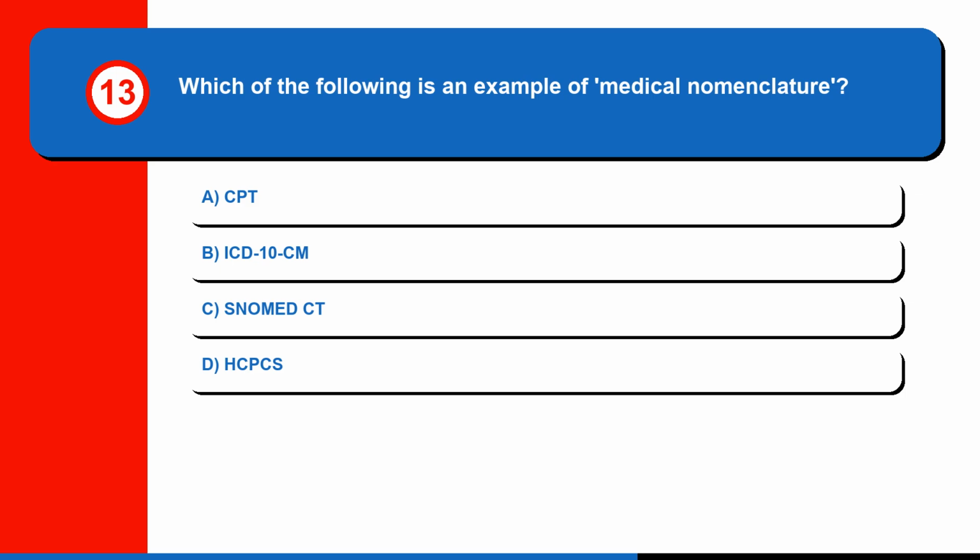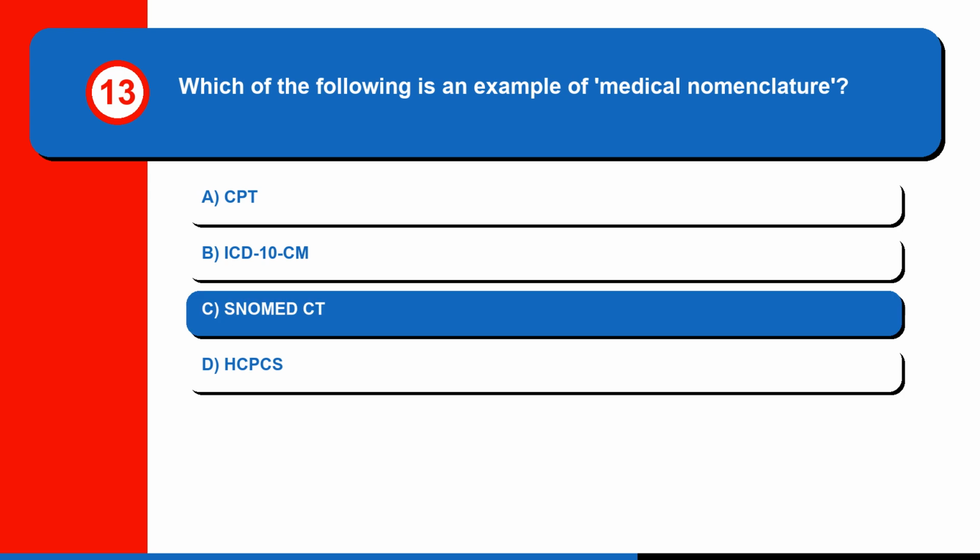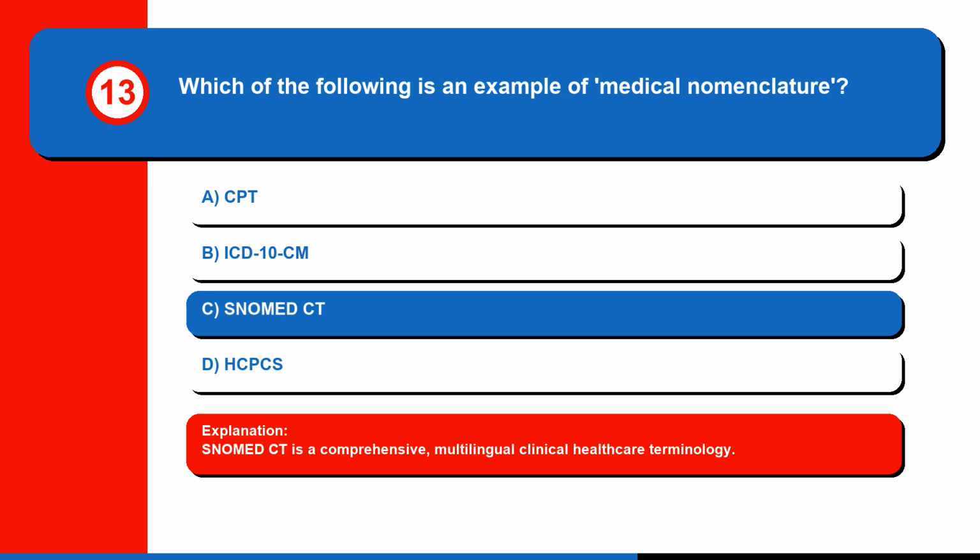Question 13. Which of the following is an example of medical nomenclature? A. CPT, B. ICD-10-CM, C. SNOMED-CT, or D. HCPCS? The correct answer is C. SNOMED-CT. SNOMED-CT is a comprehensive, multilingual clinical healthcare terminology.